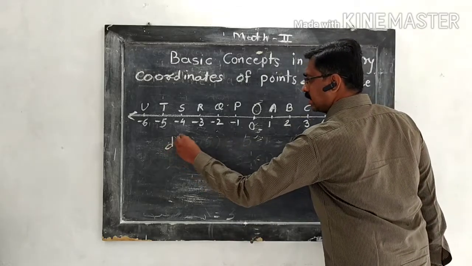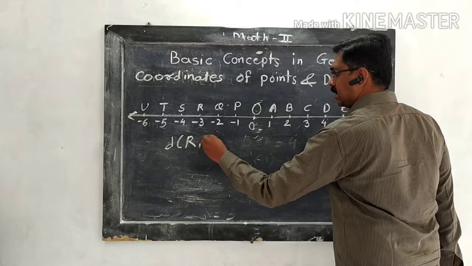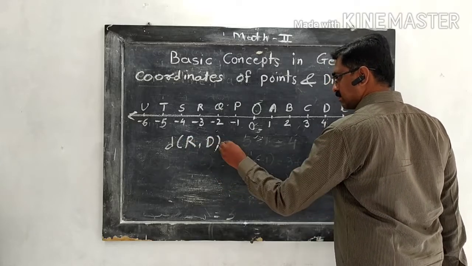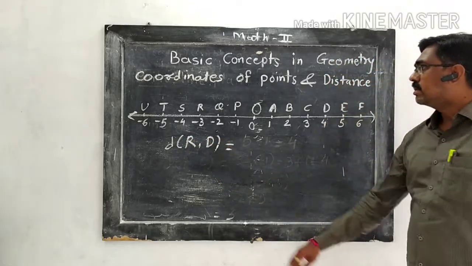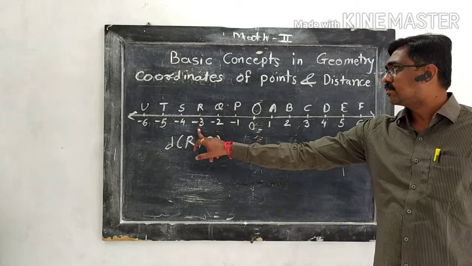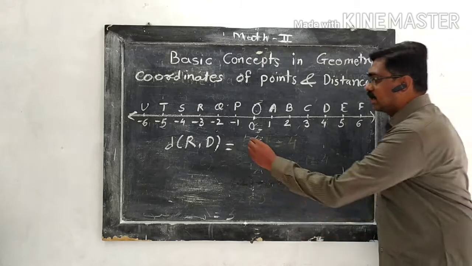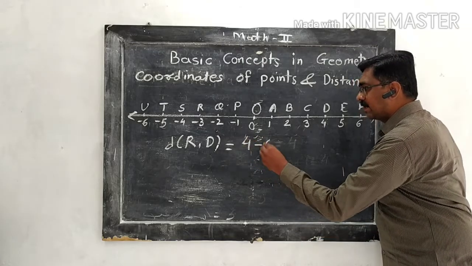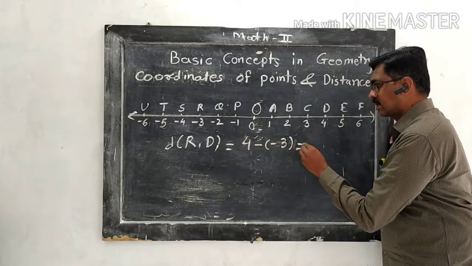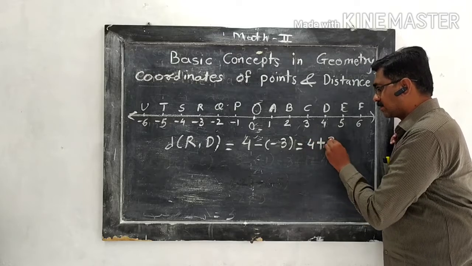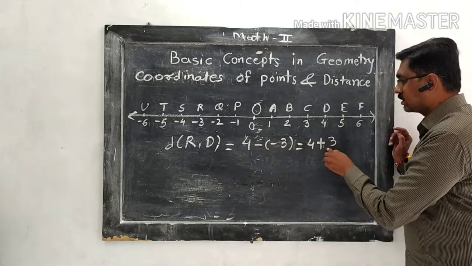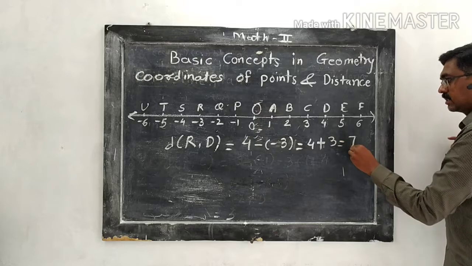Suppose we have to take the distance RD. Now the coordinate associated with the point R is -3 and coordinate of D is 4. So we have to take like this, 4 minus (-3). It is 4 plus 3. Minus it is plus. So 4 plus 3, that is 7.